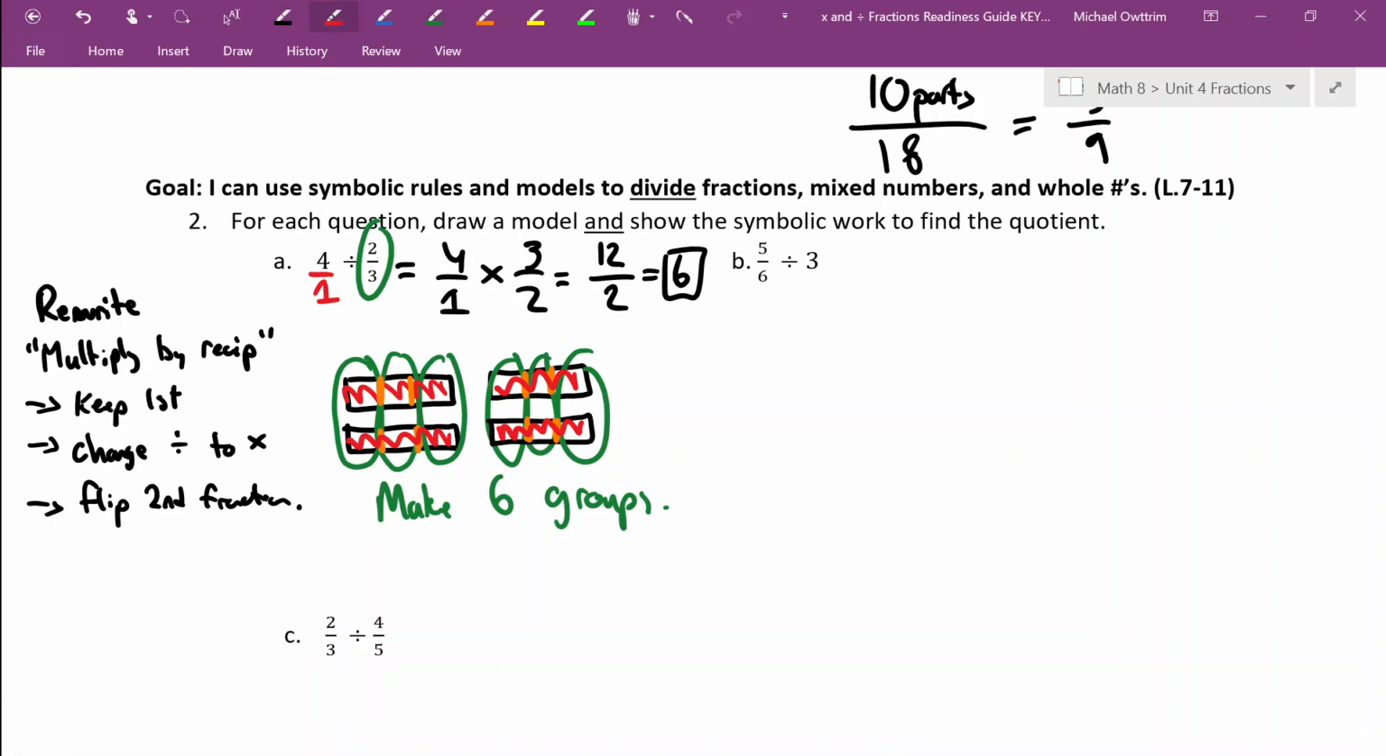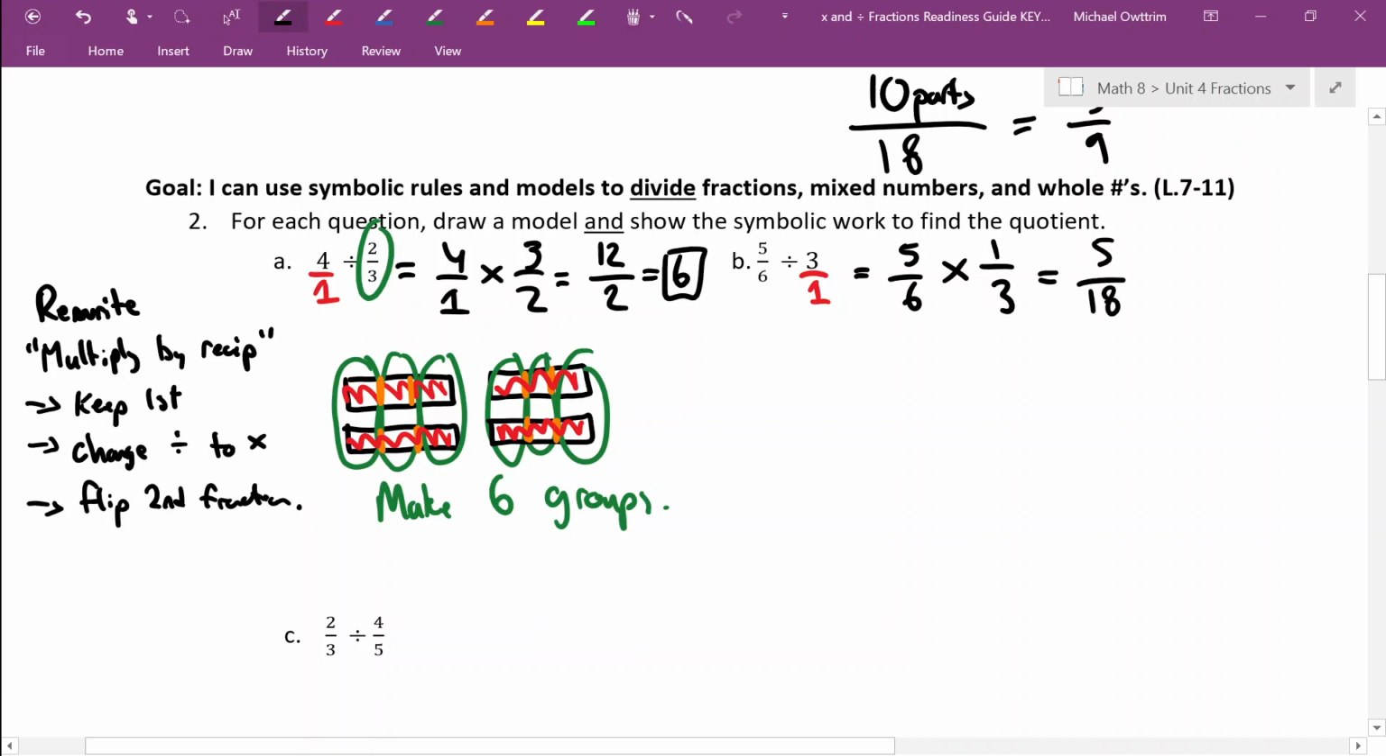In the case of question B, we are again going to rewrite by writing our whole over 1. Then we'll flip and multiply, so keep our first fraction, change divide to multiply, flip second fraction. 5 times 1 on the top is 5, 6 times 3 on the bottom is 18, and that's about all we can do. For our model, we need to start by drawing 5 sixths.